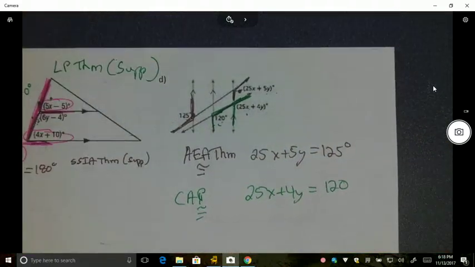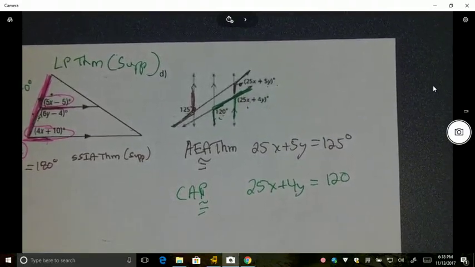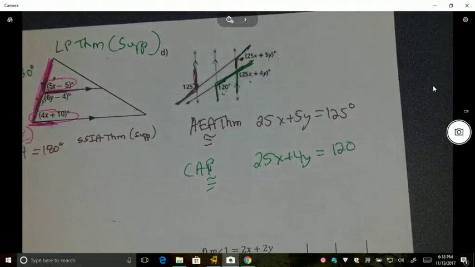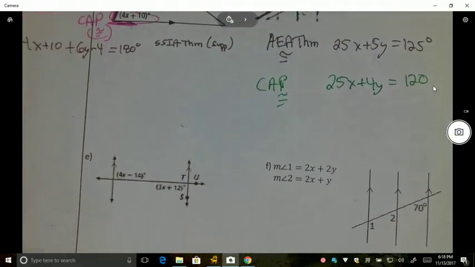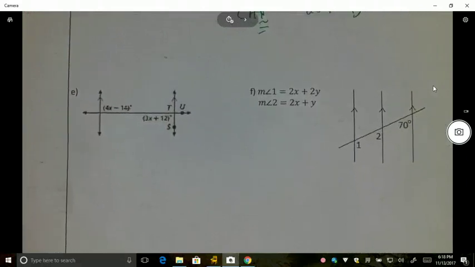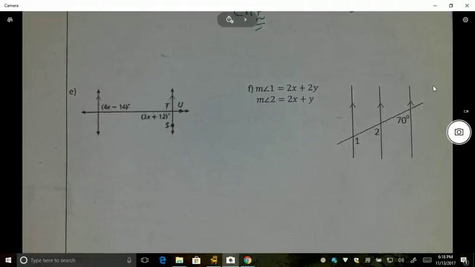This system is set up perfectly for elimination. I will go back at the end and solve these for those of you who need to see those steps, but most of you don't. As long as you can set it up, you're already good at the algebra part. Take a moment to see if you can set up letters E and F.